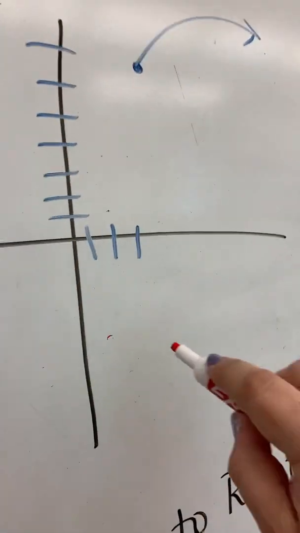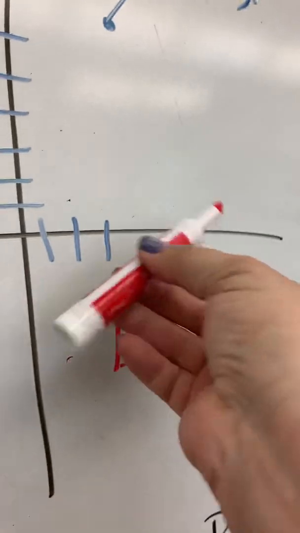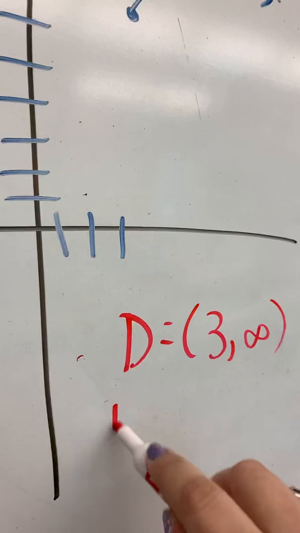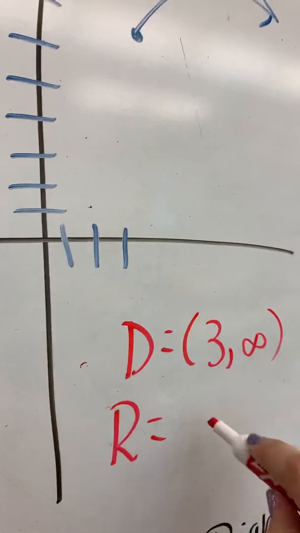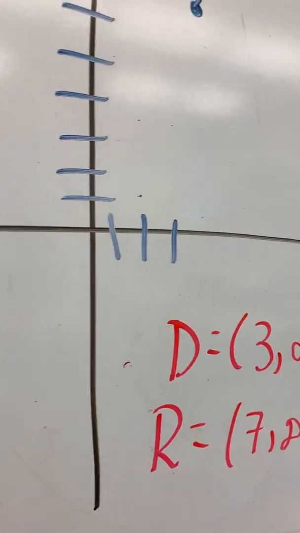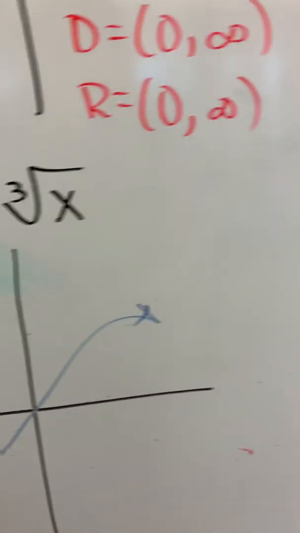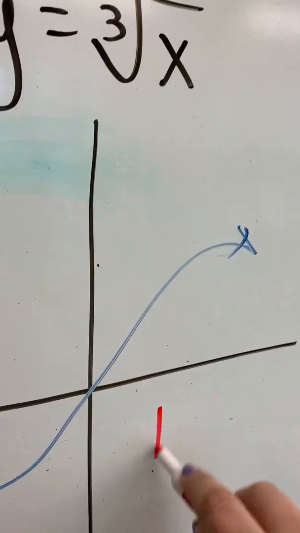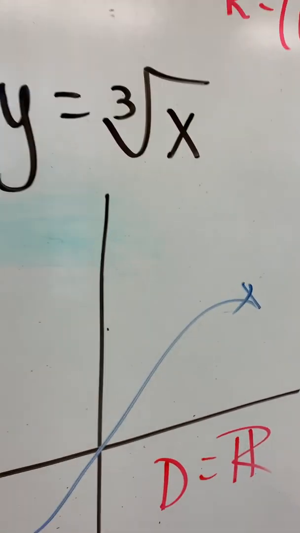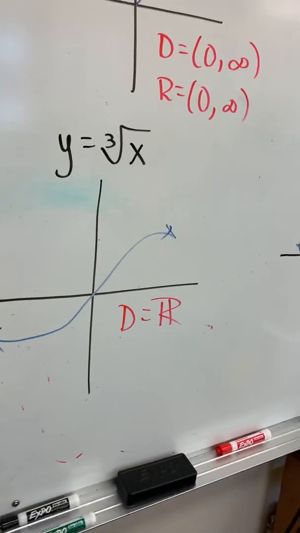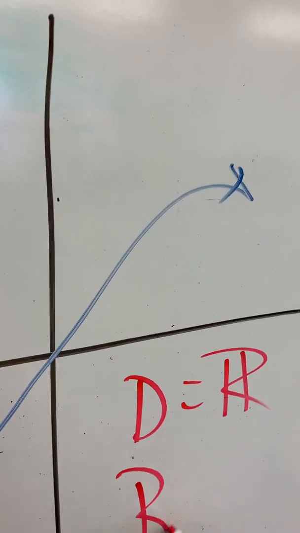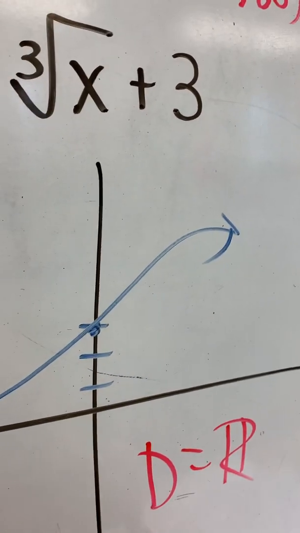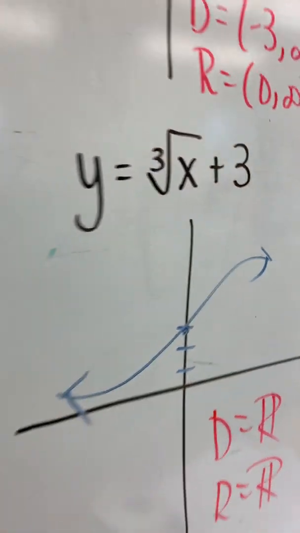This one here, your domain. What's the furthest over this goes left or right? 3 to infinity. Range? 7 to infinity. And these, no matter what, because they are the squiggly swoops, or swoops that keep going forever and ever, your domain is always going to be all reals, from -infinity to positive infinity. Your range is going to be the same thing for both of these.